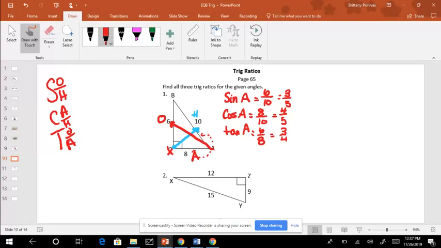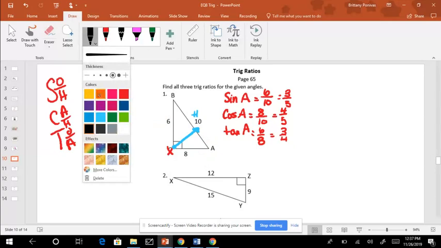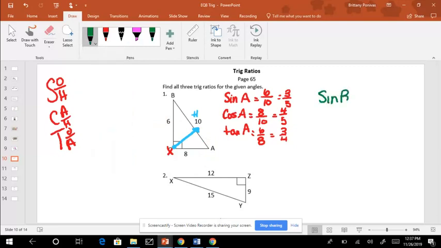So here's what we mean on the previous page where it says the opposite and the adjacent change depending on the angle being used. So I'm going to erase my red lines here. And I'm going to change colors. So let's say, green. So we're going to now find sine of angle B, cosine of angle B, and tangent of angle B.